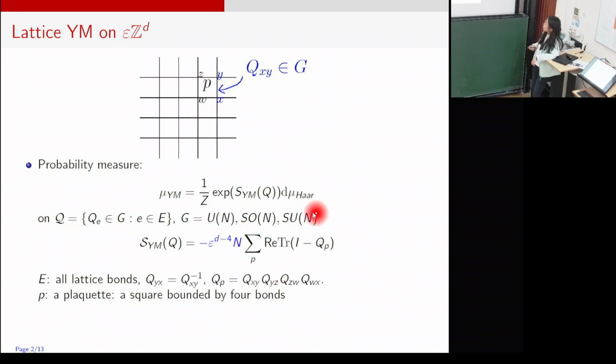So from this action function, this is like the usual Gibbs measure. We can see Q_p will have large probability to be close to identity. So this is the usual Gibbs measure.